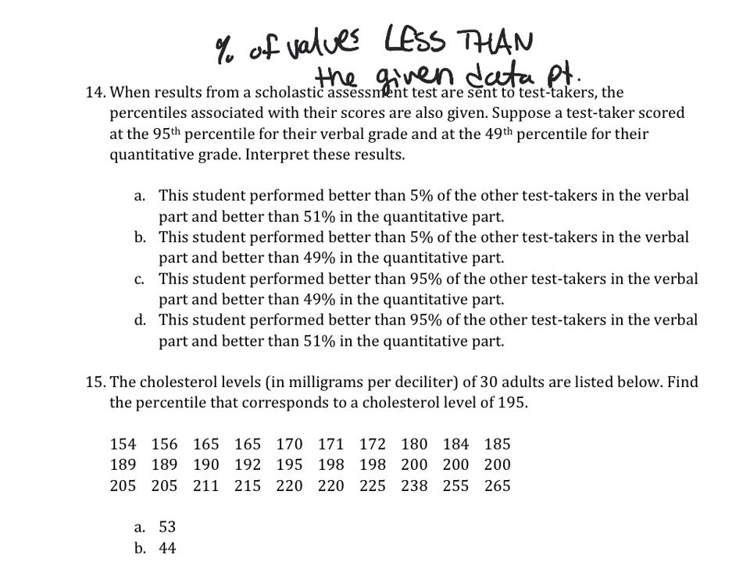So if they scored in the 95th percentile for their verbal grade, that means they did better than 95% of the people. 95% of the other test takers did worse than them. So let's look at our choices here. Student performed better than 5%. That would not be it. It's 95. Whatever the percentile is, that's the percentage they did better than. So it can't be A or B. So that leads to C or D. Both have the 95% better for the verbal. So then if we look at our second one, the quantitative, 49th percentile means they did better than 49%, which would be option C, not D.